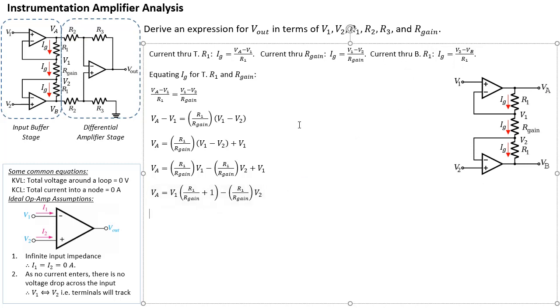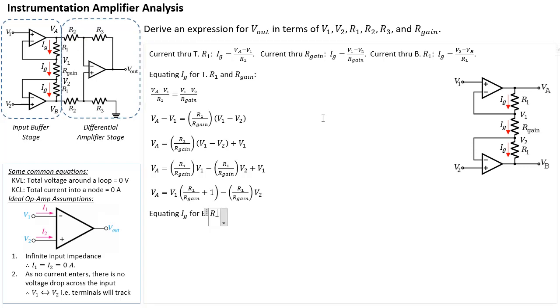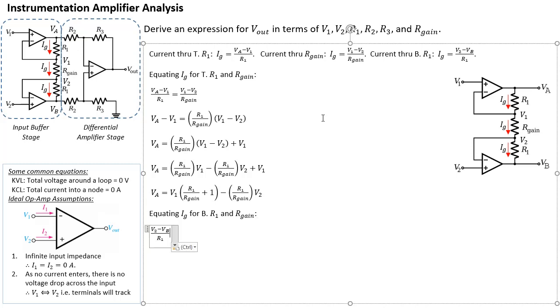I'm going to make this match this one here. So equating IG for bottom R1 and R gain. When we do that, you're going to have this expression first of all, which is equal to this expression here, the IG term going through R gain.